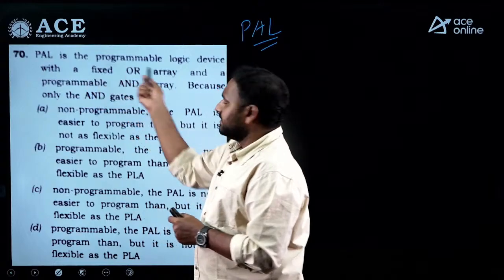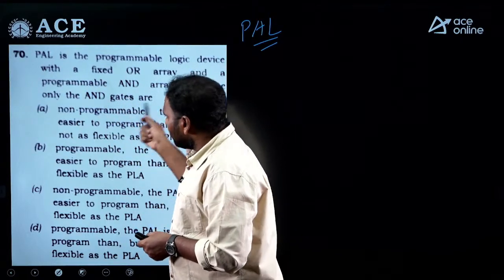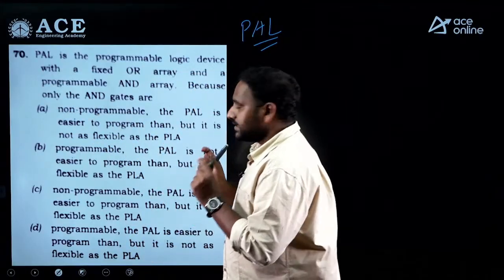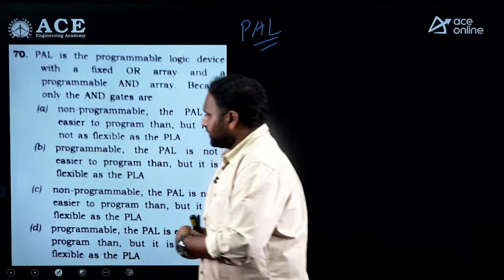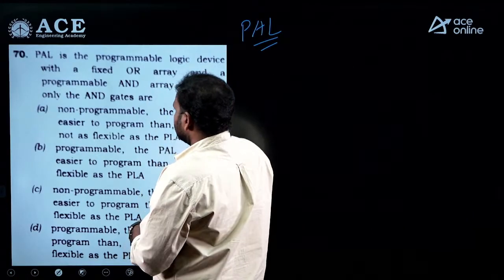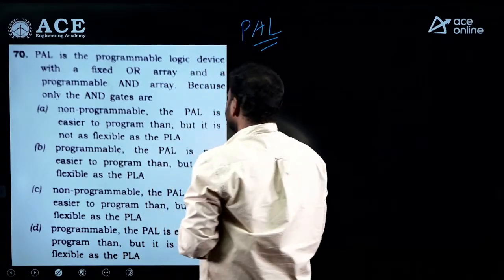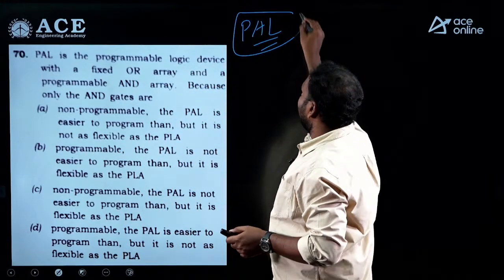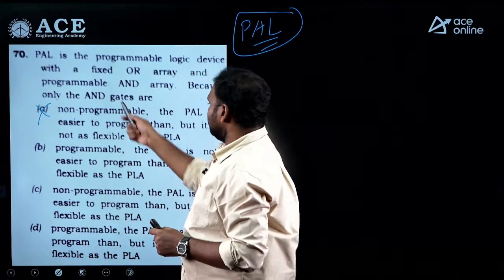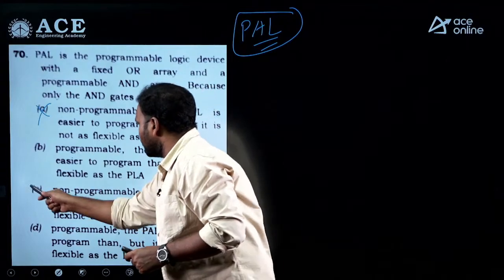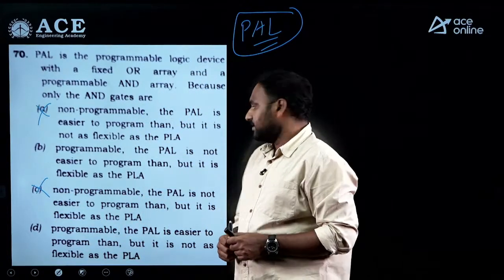So he has also given the same information, a programmable AND array, because only the AND gates are programmable. So what is actually the point given regarding the AND gate? If you read the statements carefully, option A says AND non-programmable, PAL is easy to program. Strictly speaking, in PAL, AND is programmable. You can eliminate option A. Option C says AND programmable and non-programmable, we can eliminate. AND is programmable. Now you read the remaining statements, right.